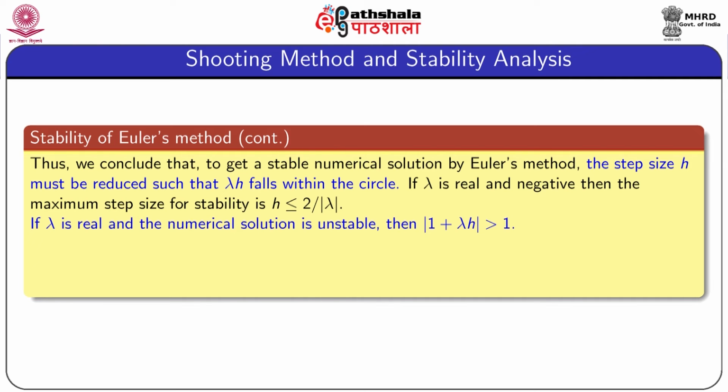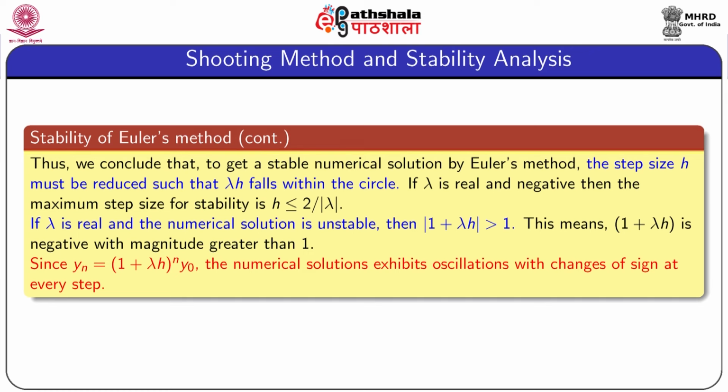If lambda is real and the numerical solution is unstable, then obviously the absolute value of 1 plus lambda h must be strictly greater than 1. This means 1 plus lambda h is a negative number with magnitude greater than 1. So, in this case, if the value of 1 plus lambda h is negative and its magnitude is greater than 1, then Euler's method gives an unstable solution. Since y_n equals (1 plus lambda h) to the power n times y_0 for Euler's method, the numerical solution exhibits oscillation with changes of sign at every step.